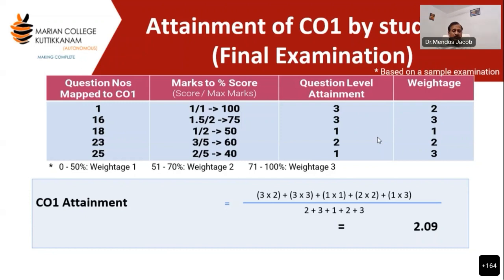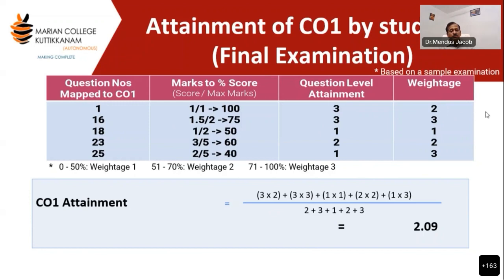So we have considered all those questions in the question paper for the final exam which are mapped to CO1. Okay. Here also, if you are using a tool, it's very easy. You just input the marks. All the other things will be calculated by the tool. Now, CO1 attainment: here we are using a weighted average, because last time I have shown you with a simple average, but here we are using the weighted average because question level attainment and the mapping strength are also given.